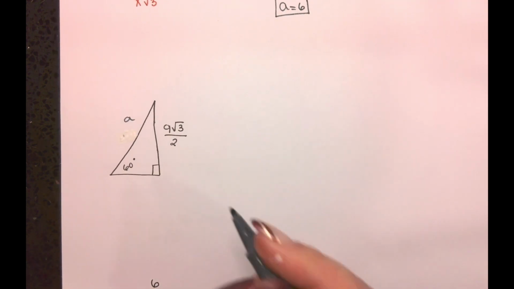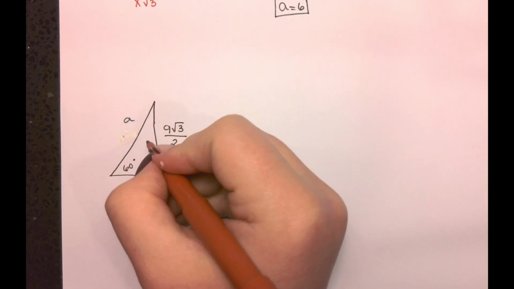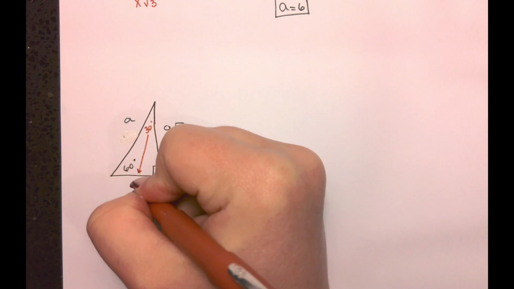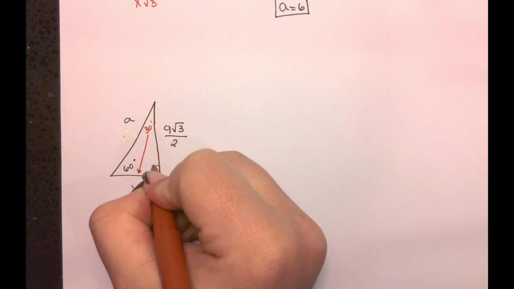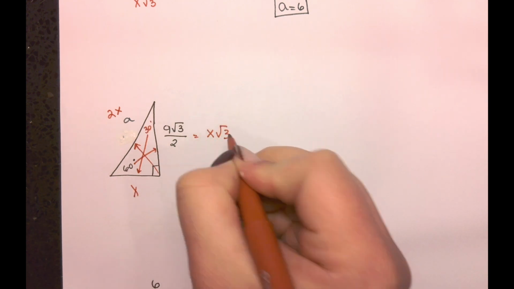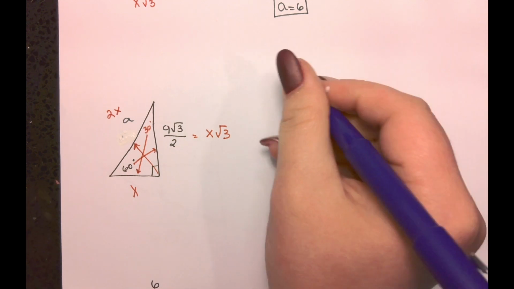Okay, let's go again. Seems icky, so I don't know if that's going to give us a hard time, but let's check. Okay, where's 30? 30 is here. Across the street from 30 is X. Across the street from 90 is 2X. And across the street from 60 is X root 3. Okay. Let's set up our mini equation.